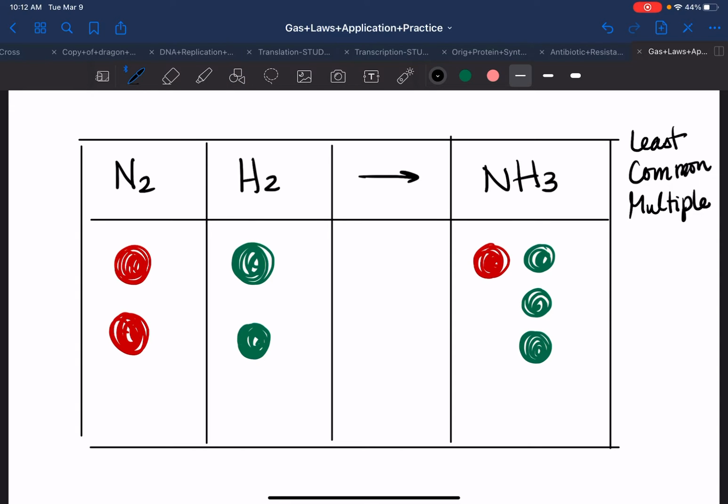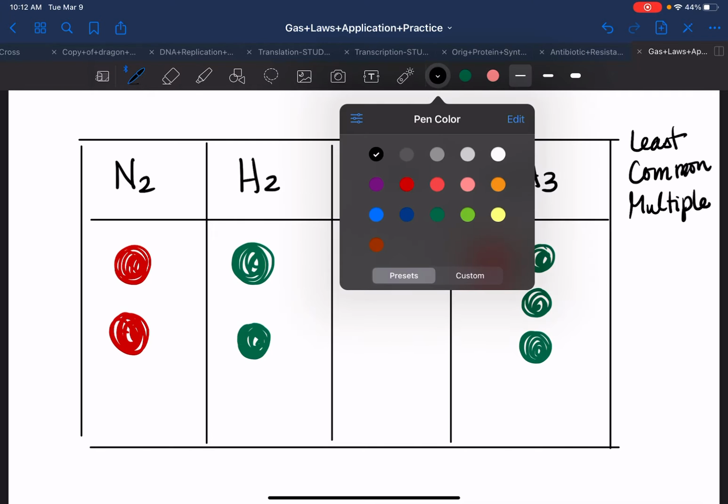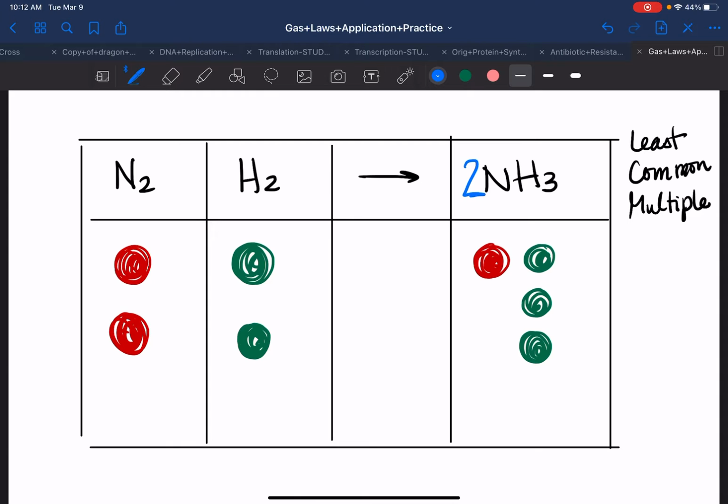The N has 2 on the left, and the N has 1 on the right. So in order to make those 2 equal, I need to multiply the right-hand side with 2. So I'm going to put 2 here. This is our coefficient, our big number, right? This big number applies to every single thing in the equation, which means there should be 2 N's, and then there should be double the H3s. But let's deal with the N's first.